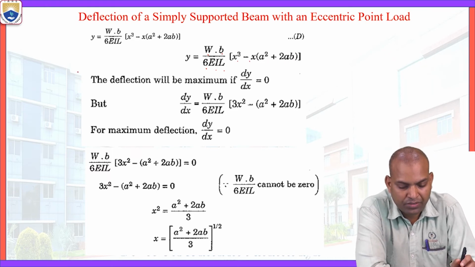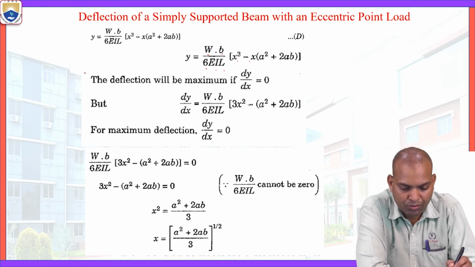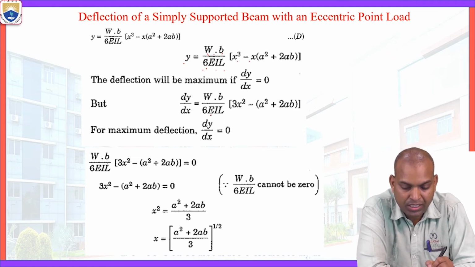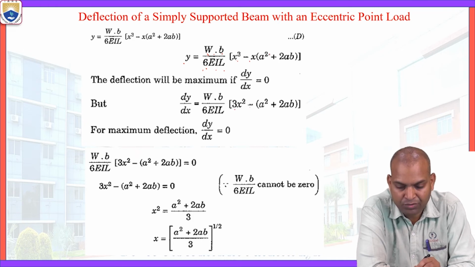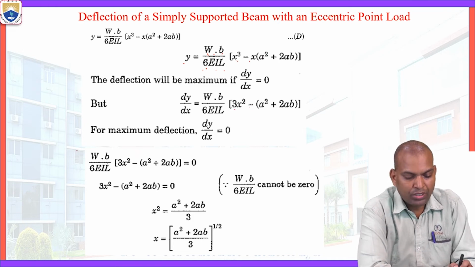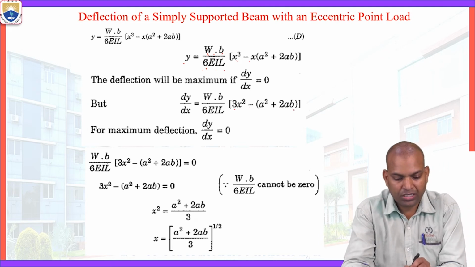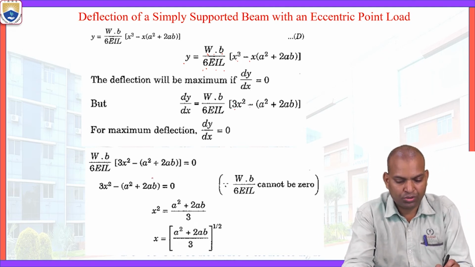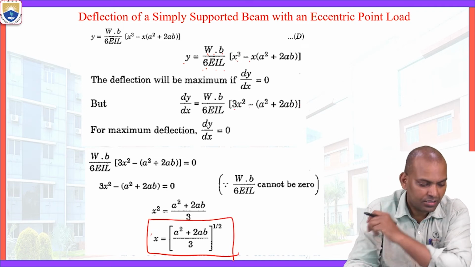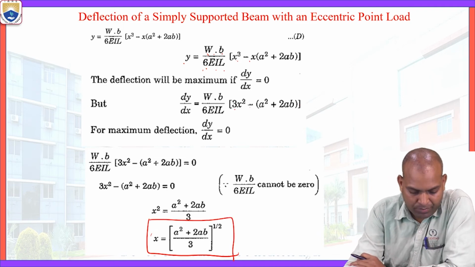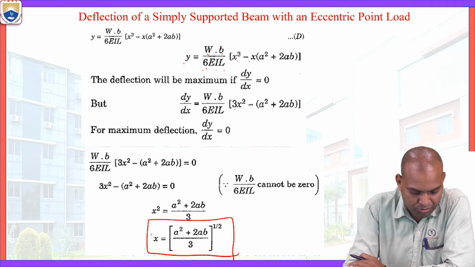Now the deflection will be either maximum or minimum where dy/dx equals 0. If you differentiate, dy/dx equals Wb by 6EIL times (3x² minus (a² plus 2ab)). Now for the maximum deflection, if you equate dy/dx to 0, then the x value comes. The x value obtained here is the square root of (a² plus 2ab) by 3.